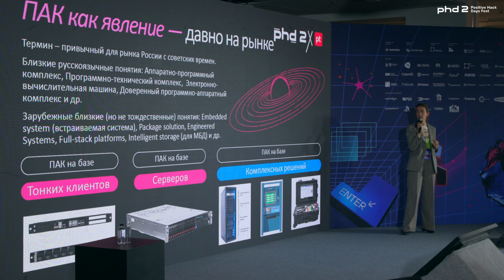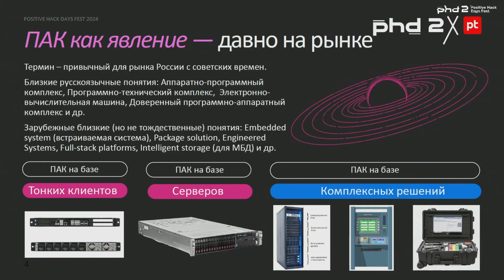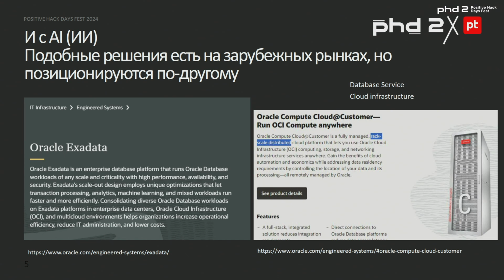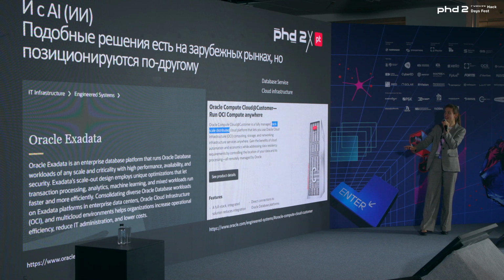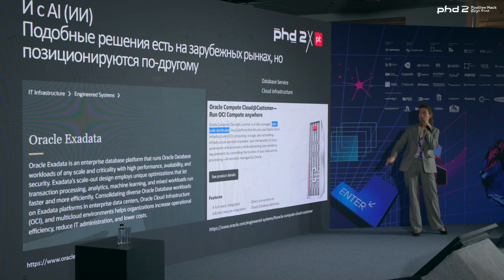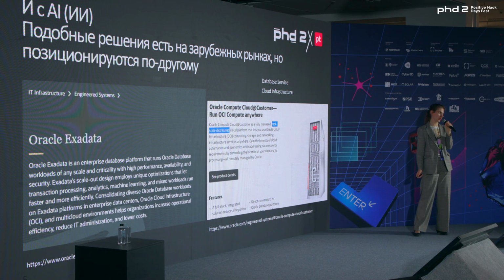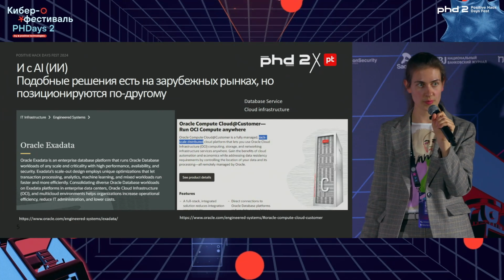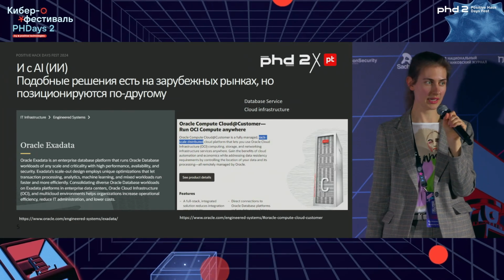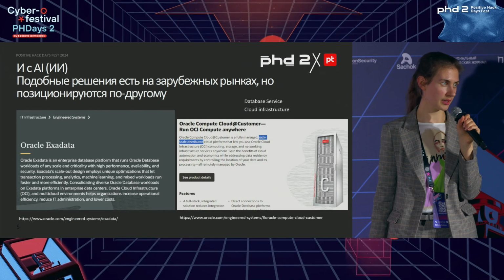And on the slide, you can see similar terms that they use, and this is what they call the systems. And we know all in our market, they were also popular, these machine databases as a classical PAC. But they position this like embedded systems. And therefore, the Russian market is not something peculiar.